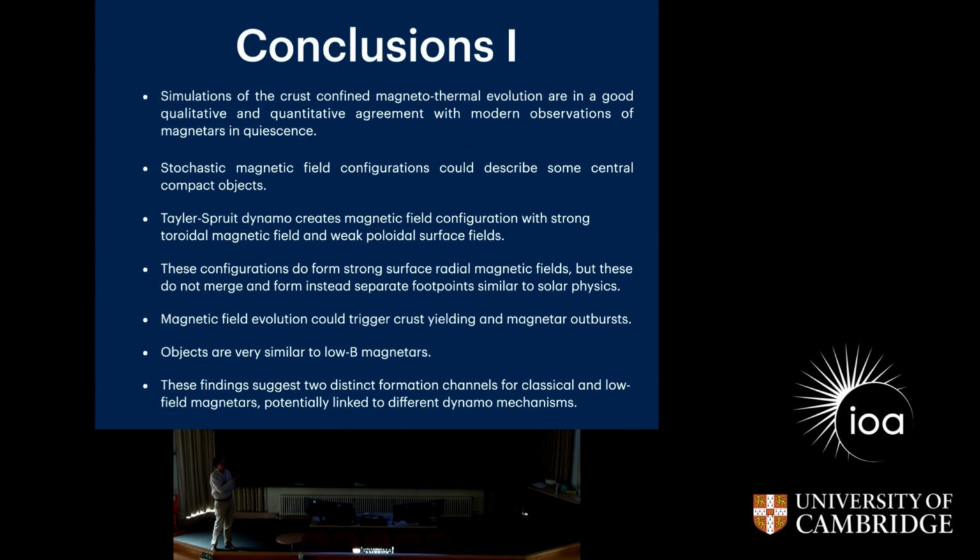If you think about more realistic simulations of supernova explosions, rather than just assuming a dipolar magnetic field, if you think about the Tayler-Spruit dynamo, for example, this is a configuration which creates a strong toroidal magnetic field and a weak dipolar one, but patches of extremely strong radial magnetic field, which could be responsible for heating of the surface by currents. And this type of magnetic field configuration could lead to magnetic outbursts if our models are correct. So we think that objects produced with the Tayler-Spruit dynamo were quite similar to low B magnetars.